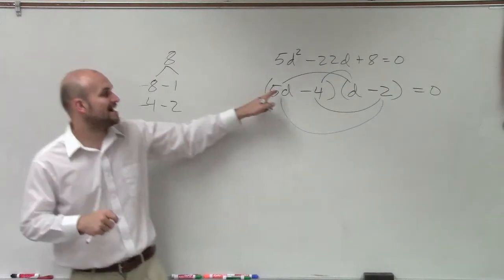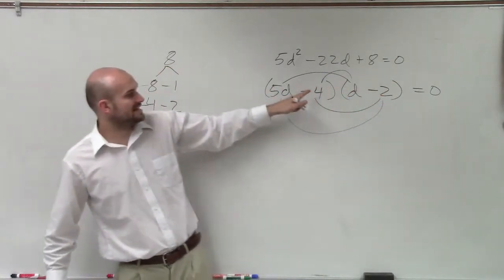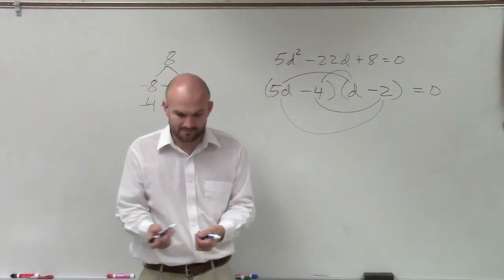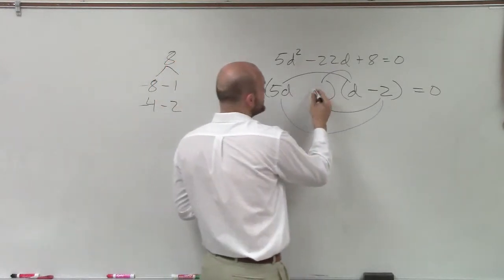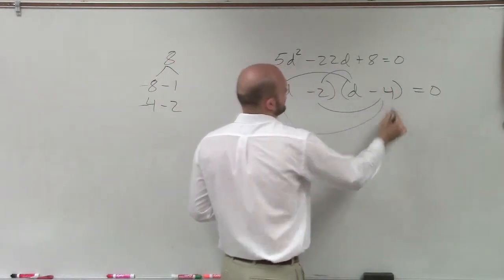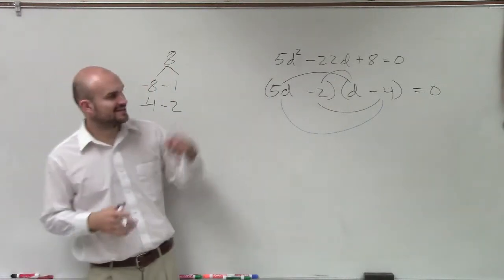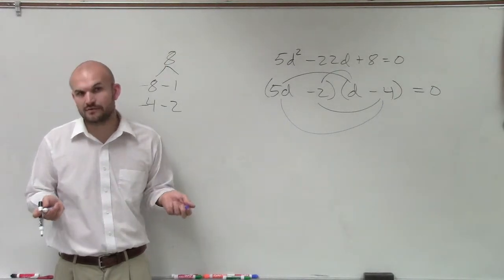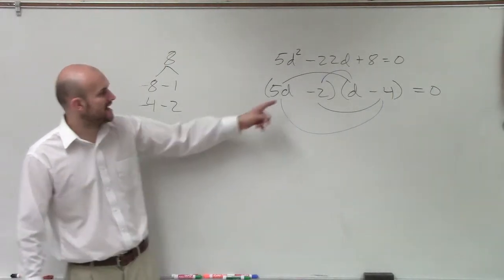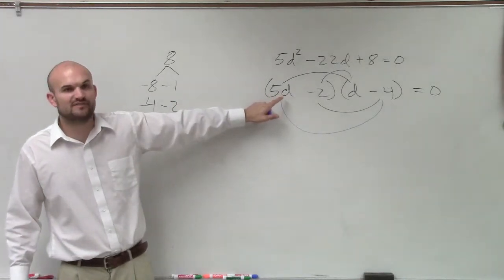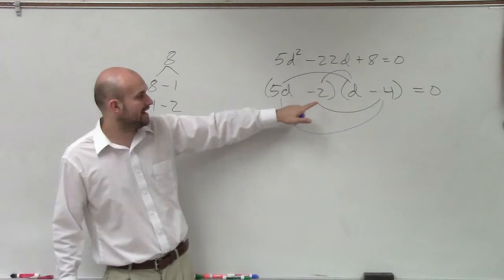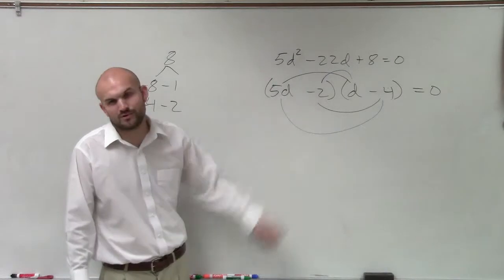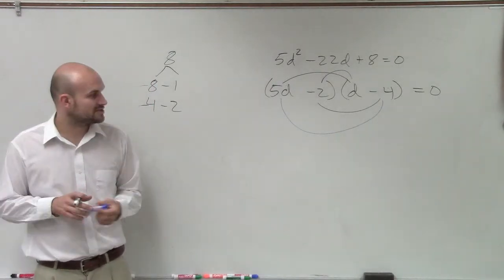Does that work, the blues? No. 5d times -2 is -10d, and then -4 times d is -4d. -10d minus 4d is -14d, right? However, if I switch them around, then that works, right? 5d times -4 is -20d. -2 times d is -2d, so it'd be -22d, right? And obviously, ladies and gentlemen, you can see that 8 and 1 wouldn't work because 5 times 8 would be 40, which is way too high. And then 8 times d and 5 times 1 would be high enough. So just a little guess and check when you guys are doing that.